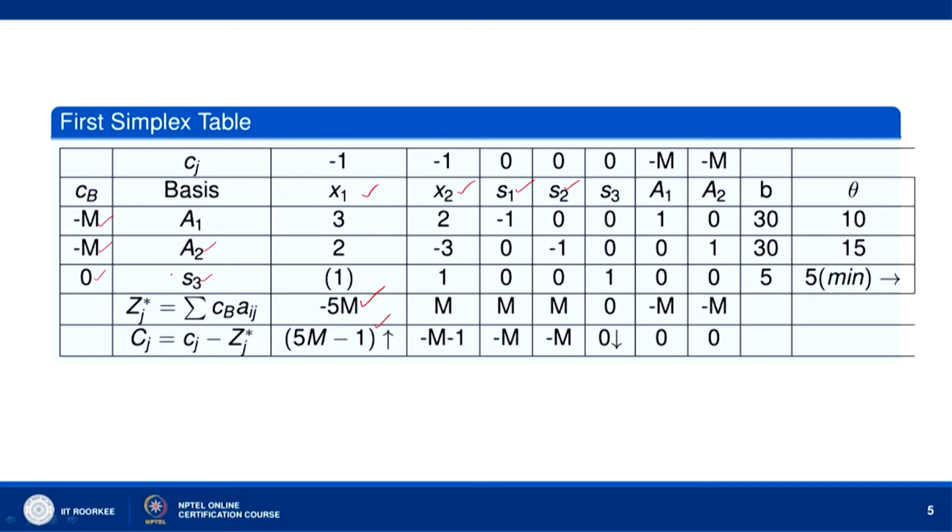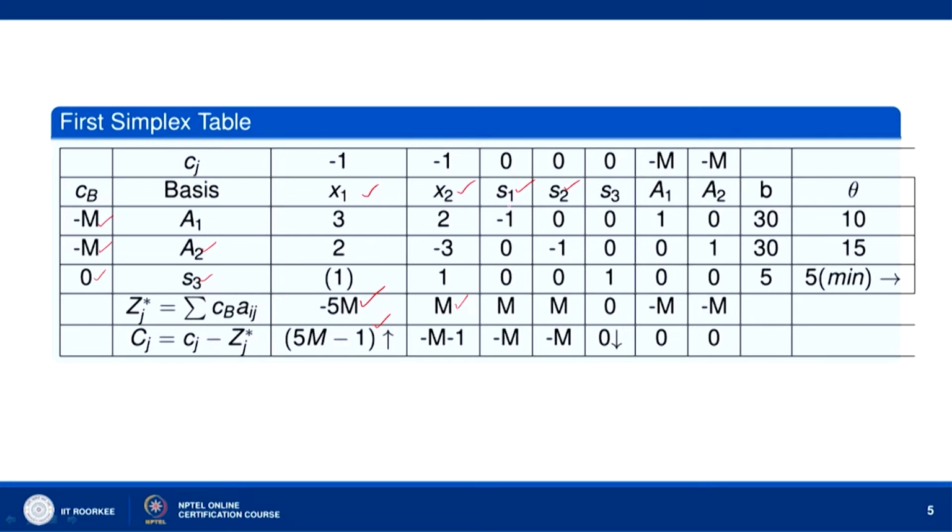Similarly, we can find zj star for the second column. So, we get -M into 2 is -2M, -M into -3 is 3M, 3M - 2M is M. Okay. 0 into 1 is 0. So, z2 star is M. So, then capital C2 is small c2 minus z2 star. So, -1 - M. So, we get -M - 1.